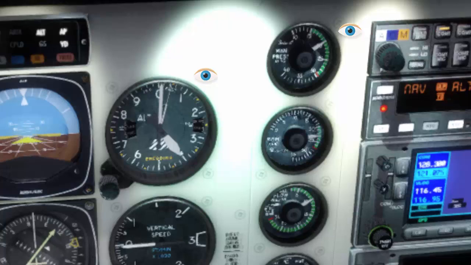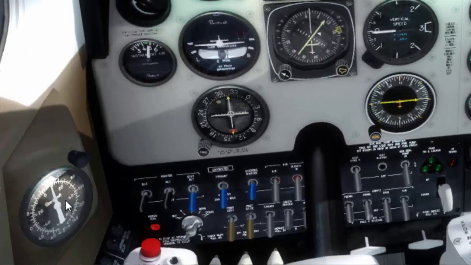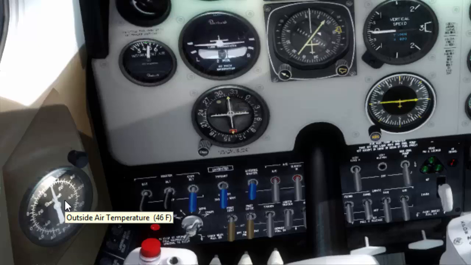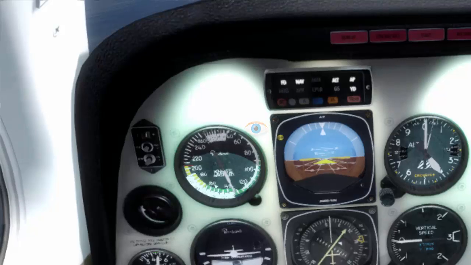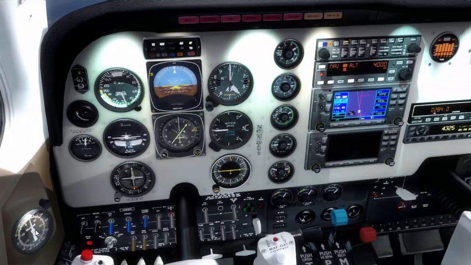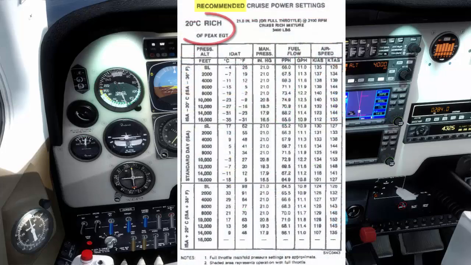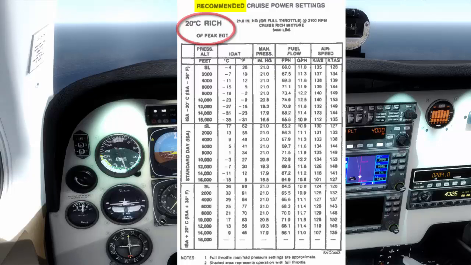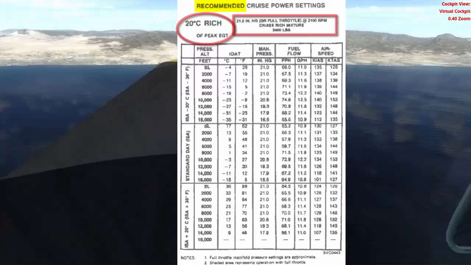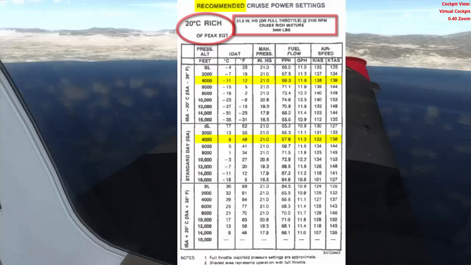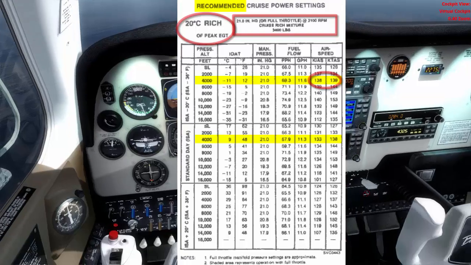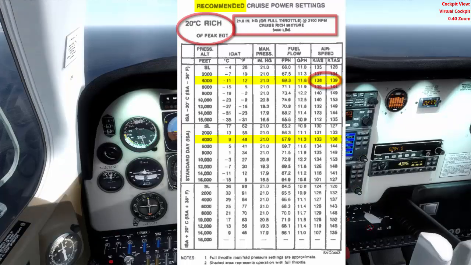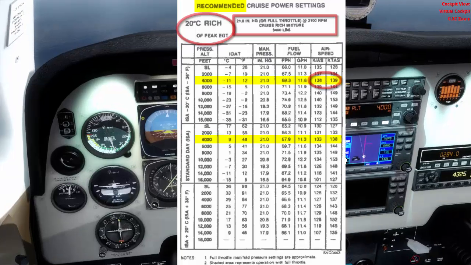Again, see the manifold pressure instrument that is showing us a value of 20 inches of mercury, and the exterior temperature is 46 Fahrenheit, okay. And take a look also at the airspeed indicator, we are in the recommended power settings, okay. But if we take again the cruise performance settings, and having in mind we are flying 20 degrees rich of the peak, and we are flying at 4,000 feet, remember our exterior temperature is 48 Fahrenheit, we need to follow, in this case, 138 indicated airspeed, KIAS, or KTAS, true airspeed.